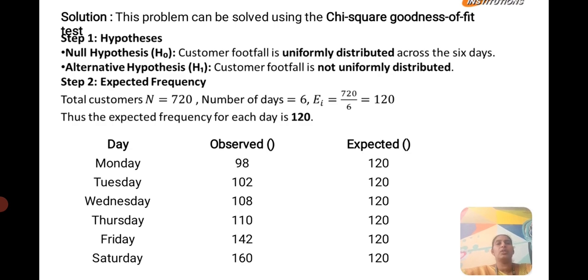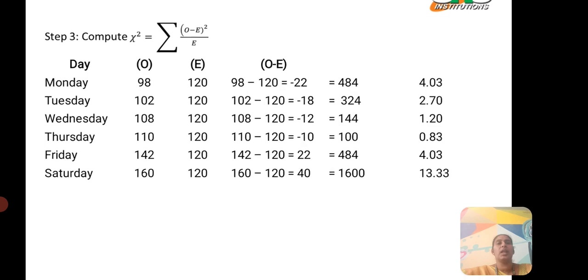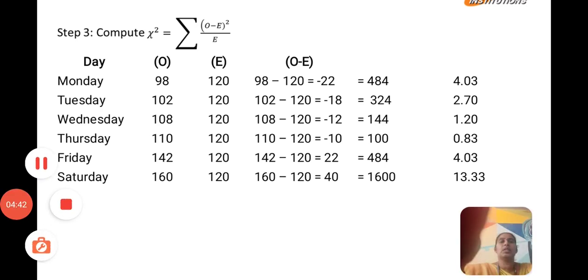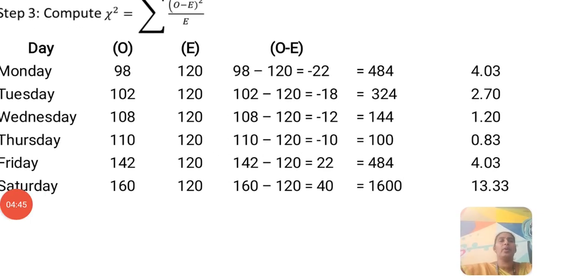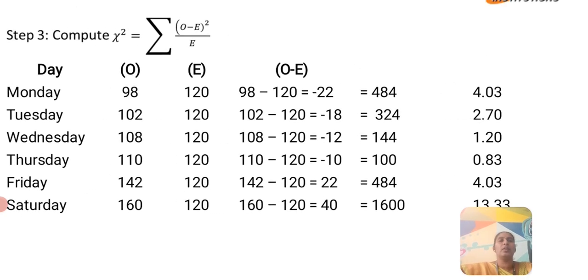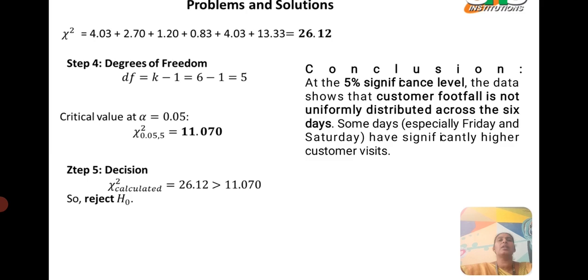To calculate, we need the value (O minus E) the whole square. First of all, list out the day as well as the observed and expected data. The total customers is already mentioned as n equal to 720. The number of days is 6, so we divide 720 by 6 and get 120, which is the expected value. Then we calculate O minus E, 98 minus 120, and that value squared gives 484, which divided by E gives 4.03, 2.70, 1.20, etc., 0.83, 4.03 and 13.13. Then the Chi-square is calculated by adding all these values.